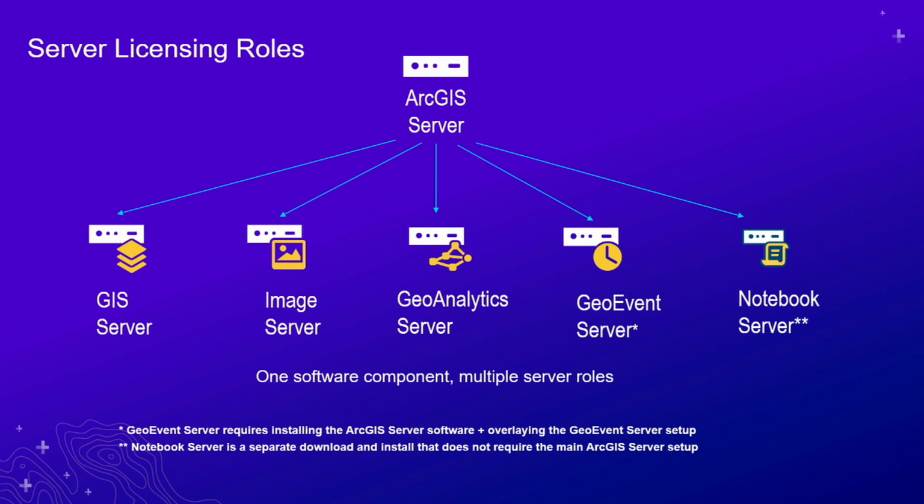That's a logical concept of how to light up different features from the ArcGIS Server installer, right? So there's a single ArcGIS Server install, a software component that you can download and install on a machine, and then depending on which server licensing role you apply to it, which license file at the end of the day, you get certain different types of capabilities.